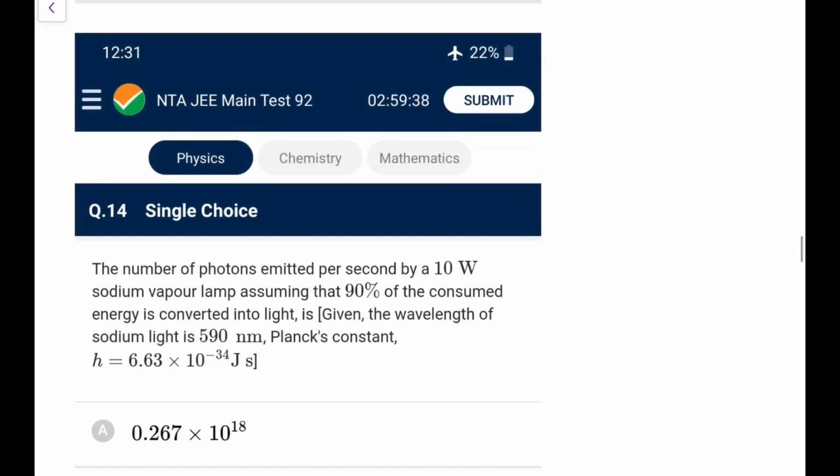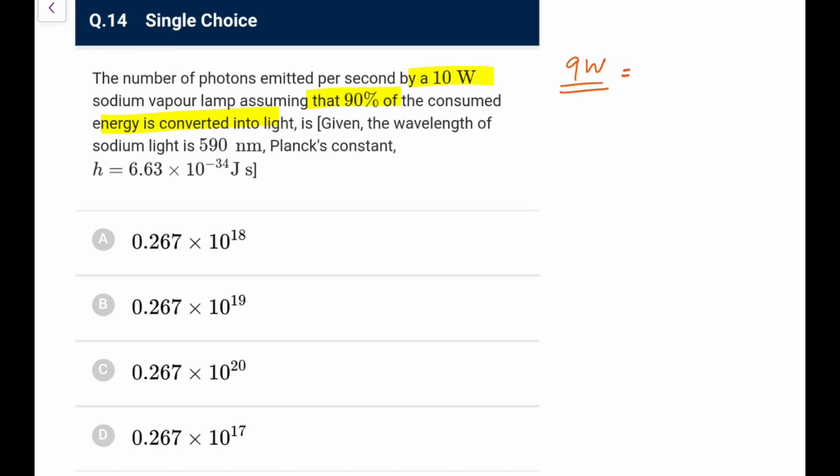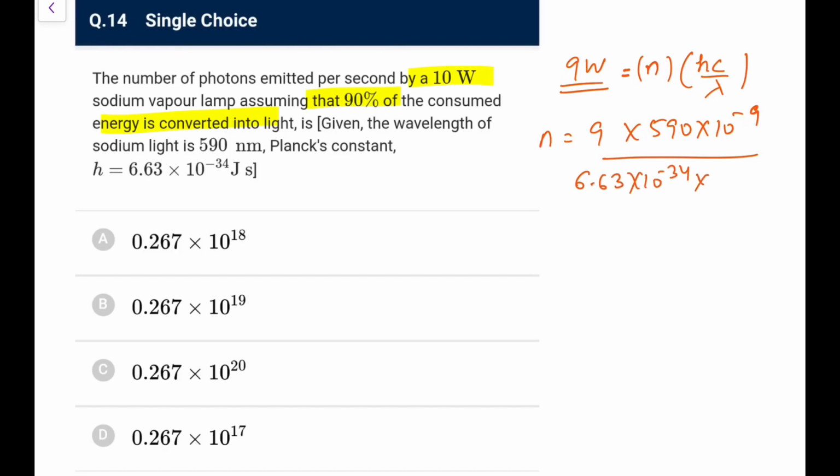Now next, the number of photons emitted per second by a 10 watt sodium vapor lamp, assuming 90% of the consumed energy is converted into light, is. So 90% energy is converted, so it is basically emitting 9 watt of energy in light form. So the number of photons n times the energy of each photon, which you can write as hc by lambda. So n would be 9 into lambda over hc. Lambda is 589 nano, so 10 to the power minus 9. h is 6.63 into 10 to the power minus 34. c is 3 into 10 to the power 8. So this is 34, 9 and 8 is 17, so it is 10 to the power 17.